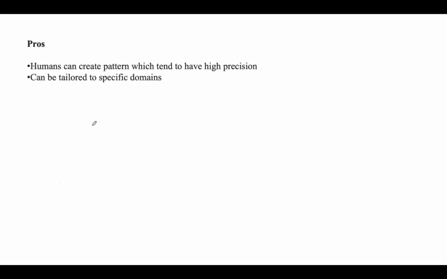Coming to the advantages, humans can create patterns which tend to have high precision. So here the patterns or the rules are created by humans. Because of that, they can produce high precision and can be applied to specific domains. It can be applied to any kind of special domain. If you take computer science, for that particular domain we can apply it. If it is medicine, for that domain it can be applied like that. This approach can be applied for specific domains.